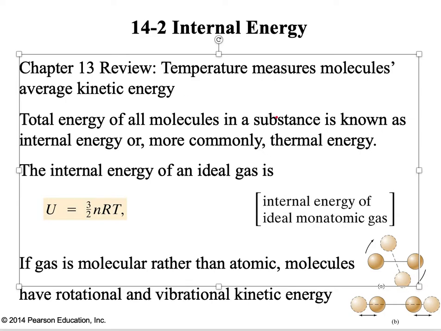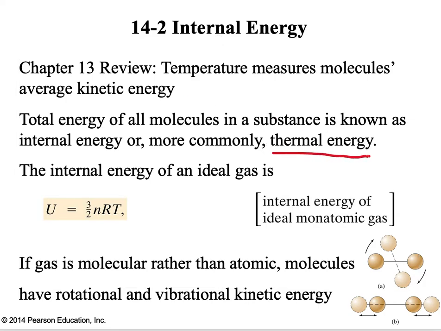Thermal energy is the total energy of a gas. The internal energy, or the thermal energy, of an ideal gas is given by this equation: U equals 3/2 nRT, where n is the number of moles, R is the universal gas constant, and T is temperature. If a gas is molecular rather than atomic, molecules not only vibrate, but they also rotate. We learned that in the previous lecture on Chapter 13 about particle motions as we raise the temperatures up.